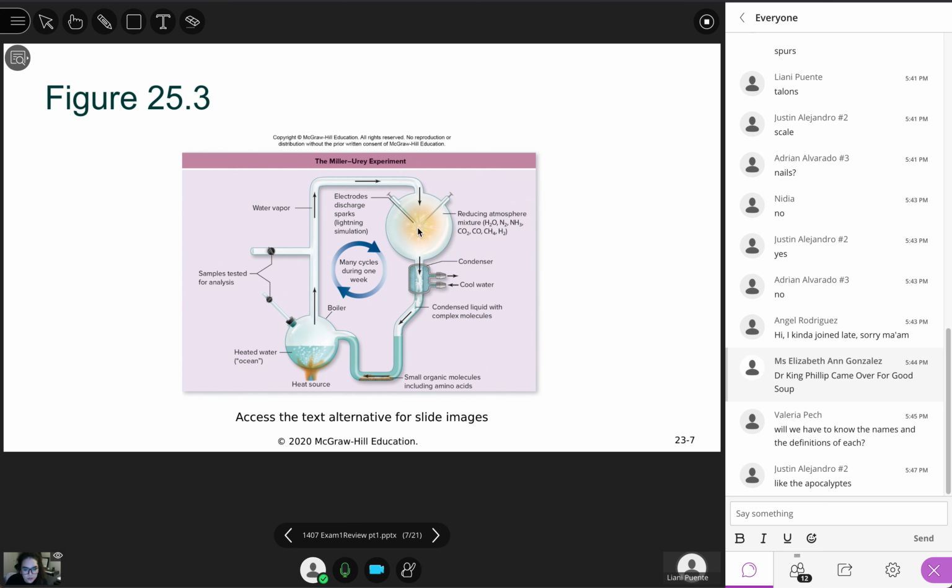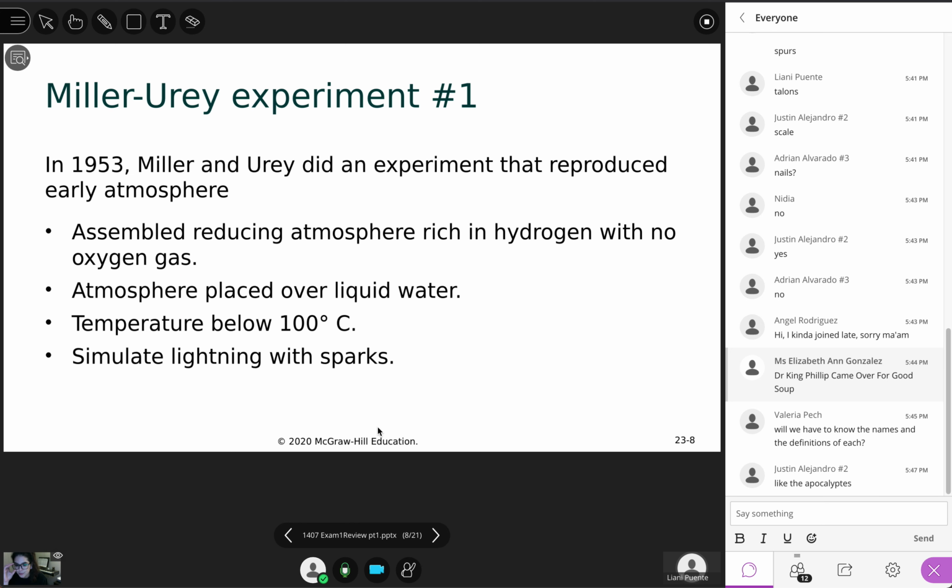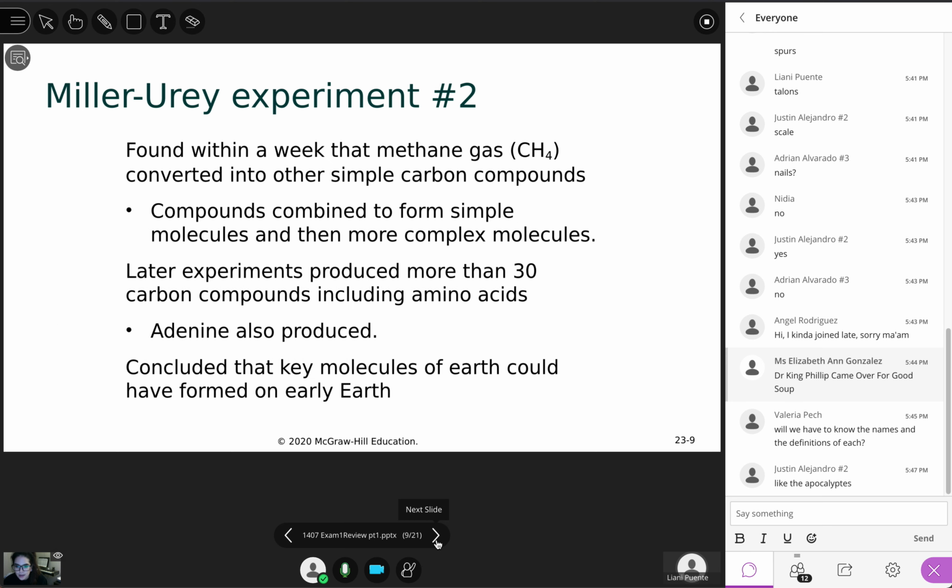It says small organic molecules, which are amino acids. Amino acids are the building blocks of proteins. So that was the outcome of their experiment. All you need to know from Miller-Urey is that they created an experiment to mimic the way early Earth looked, and they created not life, but amino acids. We talked about the methane, so there was a lot of methane present. Adenine is part of DNA. Remember the A, T, G, and C? That's where you hear adenine.